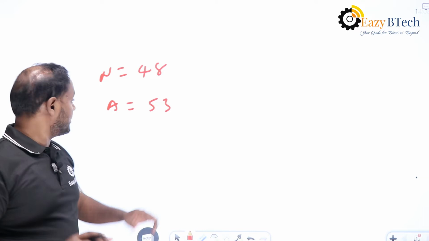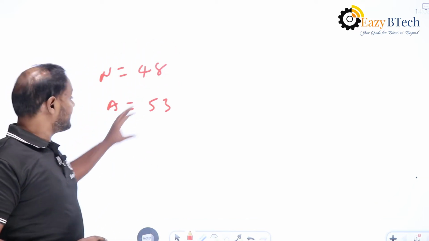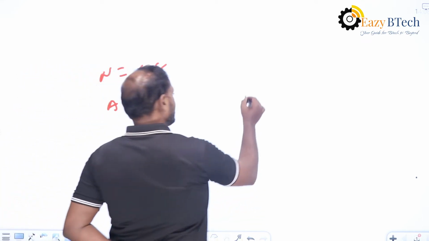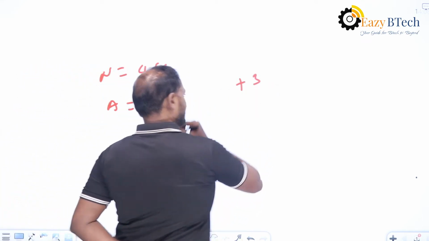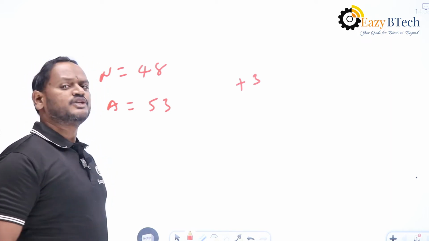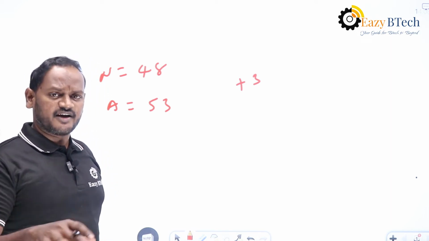The question is very important, right? The total number of terms will be 48 and their average is given as what? 53. But the condition is what? If each number is increased by 3, then find the new average. That is the question here.